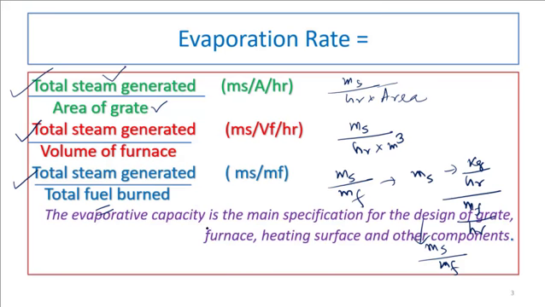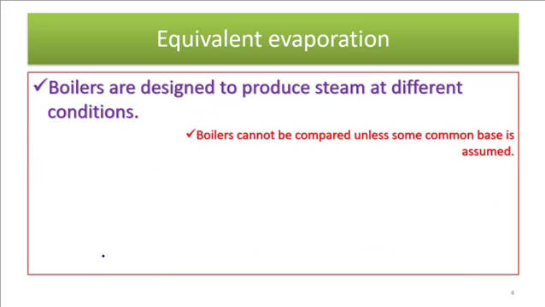The evaporative capacity is the main specification for design of a grate, furnace, and heating surface and other components. To design a boiler, the designer has to consider the area of the grate, the volume of the furnace, and the heating surface of the boiler.